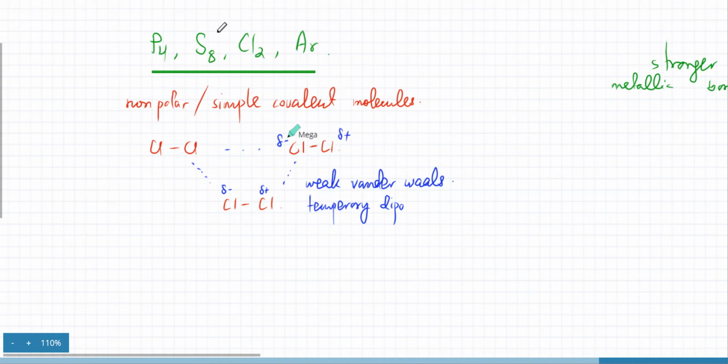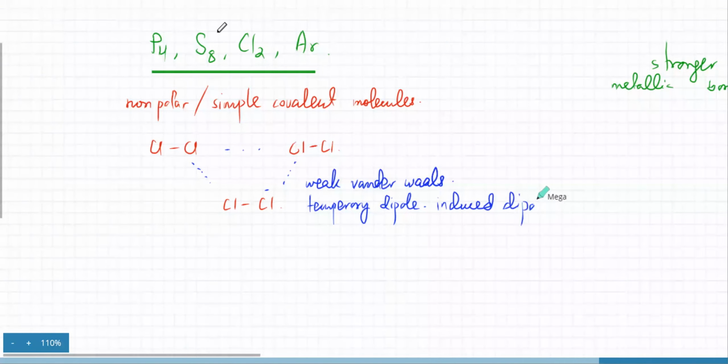If this is negative, it's going to repel the electrons in the other molecule. And this side would become negative, this side would become positive. So fluctuating dipoles would be created in the molecule. There would be random temporary dipoles and induced dipoles forming, which would lead to attraction. So temporary dipole, induced dipole interaction. And all of the molecules are going to be similar.